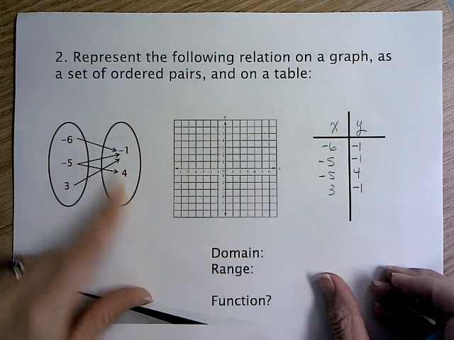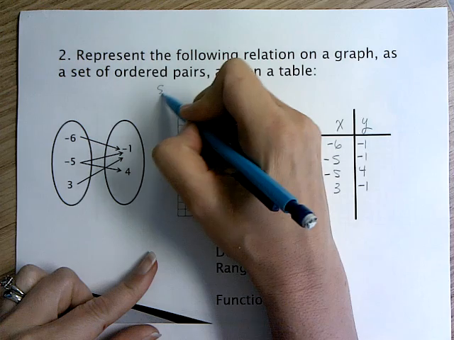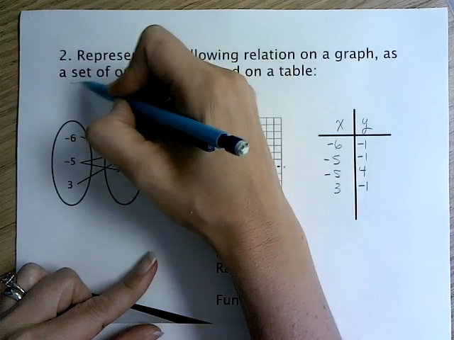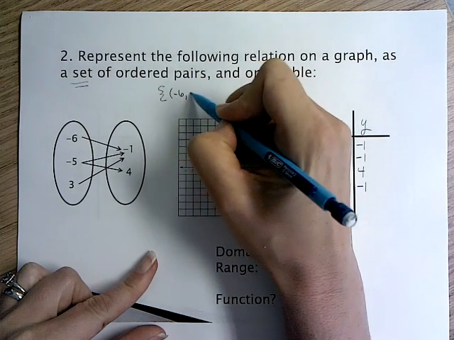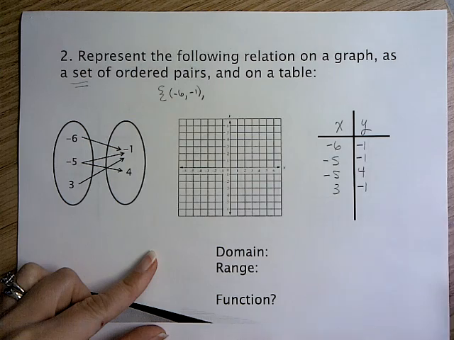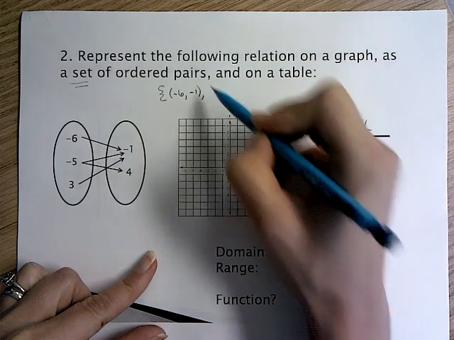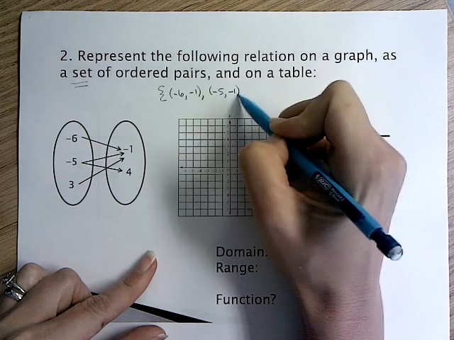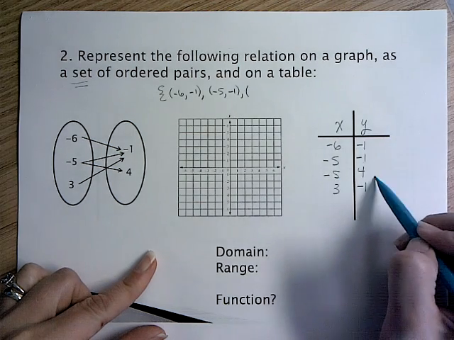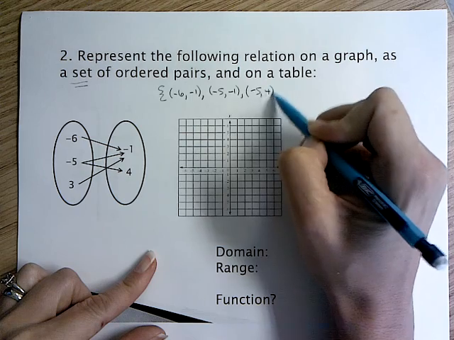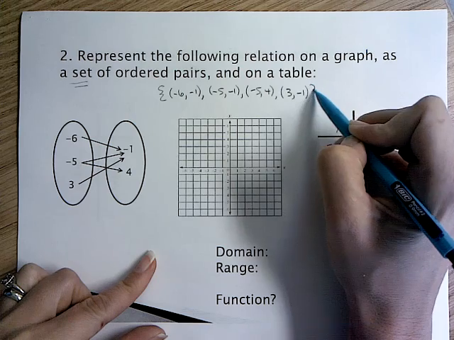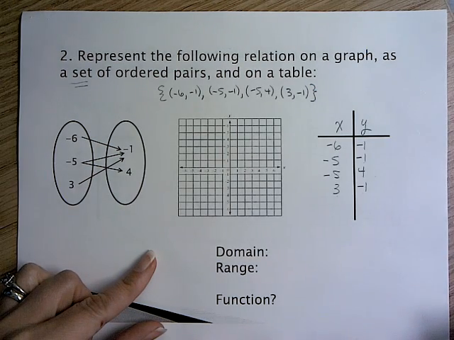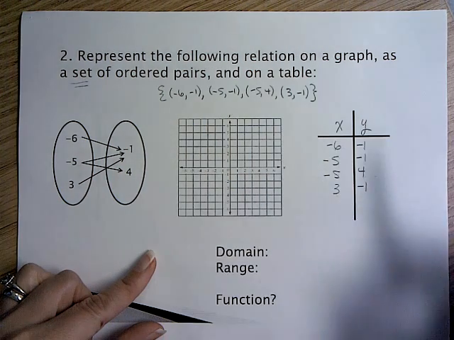If I were to list that as a set of ordered pairs, a set of ordered pairs means I have to have it in set notation. I'm going to have negative 6, negative 1, and these don't have to be in any specific order, they just have to be matched pairs. Negative 5, negative 1, negative 5, 4, and 3, negative 1. Close our set. Remember when you're writing your set of ordered pairs that you actually write it out as a set, okay, not just a list.